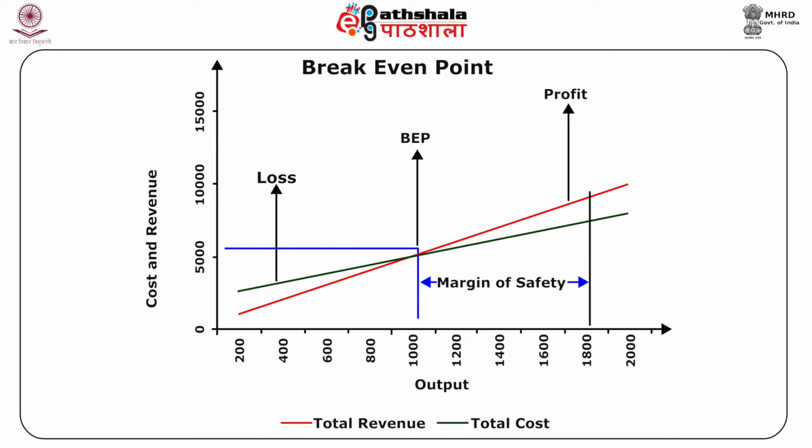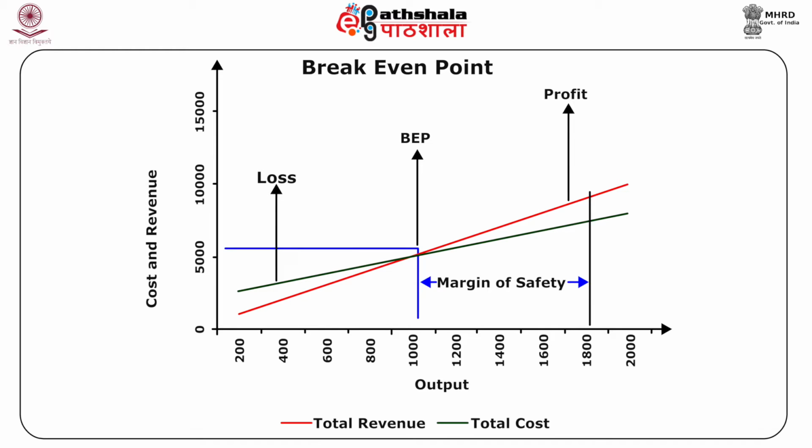The above figure 1 represents three situations. First, if the firm is producing less than 1000 units, it will incur loss because its total cost of production is higher than its total revenue. Second, if the firm is producing more than 1000 units, then the firm will have profits as its total revenue will exceed its total cost of production.